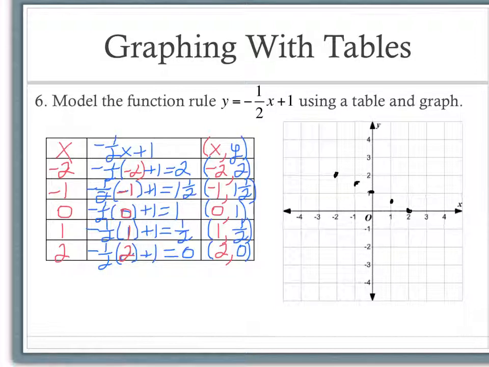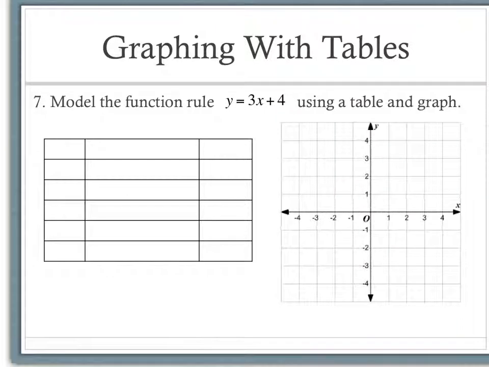Using your ruler, you want to connect your points and extend your line. Now I don't have a ruler, so I'm just going to draw it, but notice I extend my line even off the graph and I put arrows on both ends. Lines continue forever, so we want to put arrows to indicate that the line continues even past our graph.